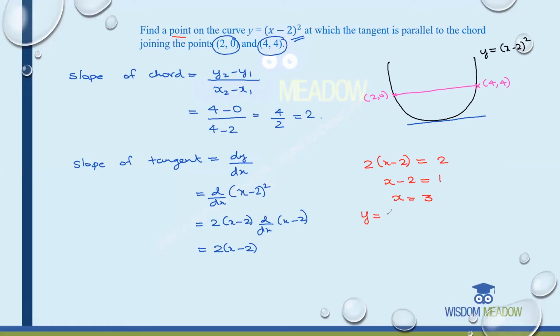So y is equal to x minus 2 the whole square. That becomes 3 minus 2 the whole square. That is 1 square, that is 1. The point is 3, 1.